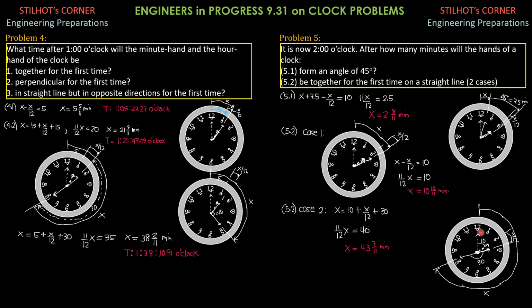Then for case 2, this is the position of the hands of the clock. They are on the straight line but opposite in directions. Initial position of the minute hand to its final position, denote that with x. Initial position of the hour hand to its final position, this is x over 12. So from the figure, x is equal to, that's 10 minutes up to 2, then plus x over 12, then plus 30. So x equals 10 plus x over 12 plus 30. Solving for x, x is 43 and 7 over 11 minutes.